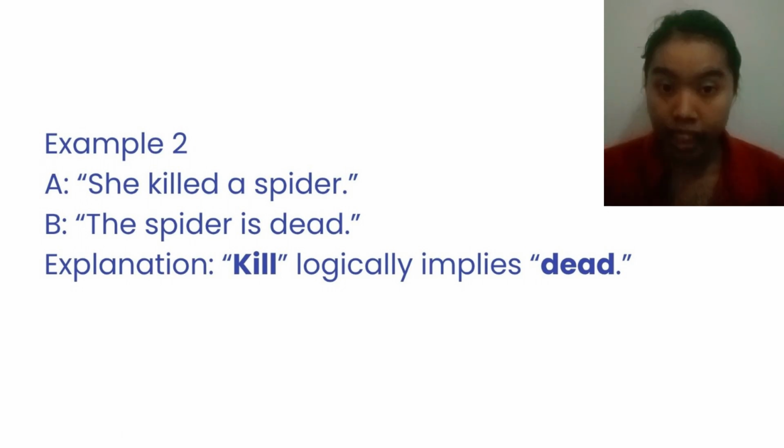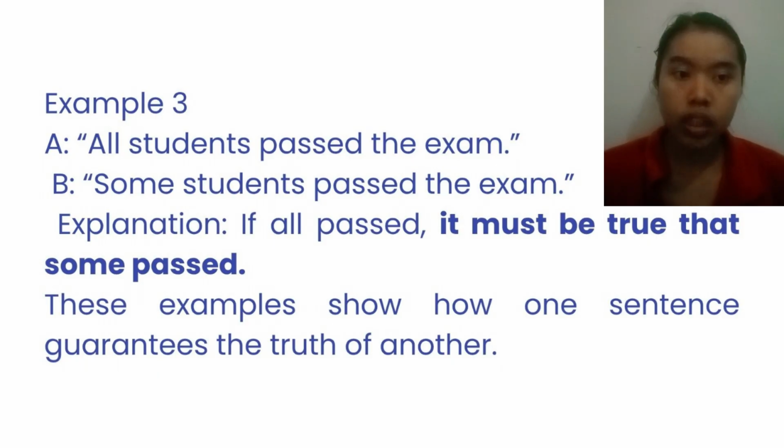Example number 2: A, she killed a spider, B, the spider is dead. So this explanation, kill logically implies dead, simple like that. For example number 3: A, all students passed the exam, B, some students passed the exam. Explanation: if all passed, it must be true that some passed. So the examples show how one sentence guarantees the truth of another.